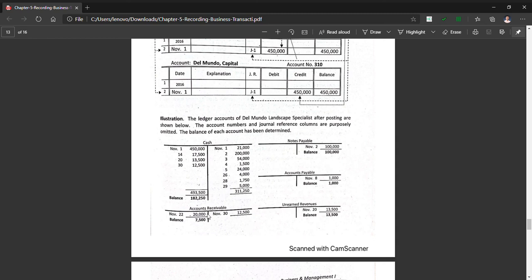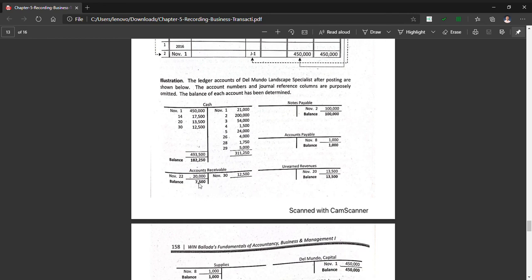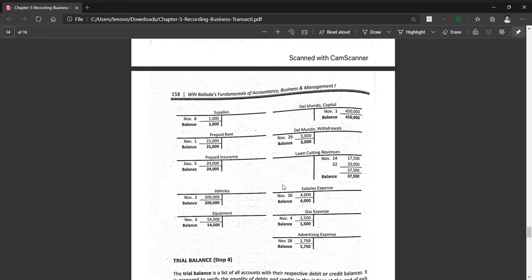So, the balance of the accounts receivable is 7,500. Balance of the notes payable is 100,000. Balance of the accounts payable is 1,000. Balance of unearned revenues is 13,500, and so on and so forth. You do this for every account title. Okay, so every account title na ginamit natin sa journal, i-transfer natin sa ledger para makuha ang balance.